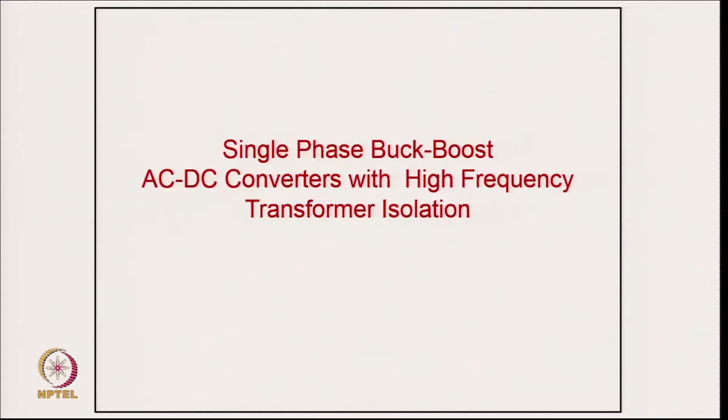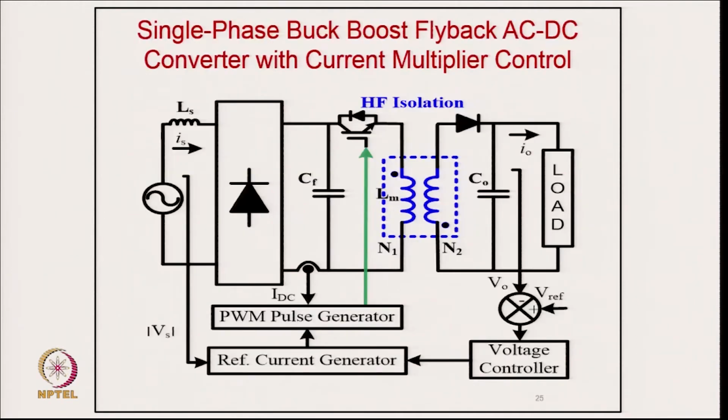Coming now to the single phase buck boost AC DC converters with high frequency transformer isolation. We already discussed why we did the isolation. Here we have shown one output, but you can have multiple outputs, which give you multiple DC supplies also. Of course, one has to be tightly regulated, but the others follow by the turns in the transformer.